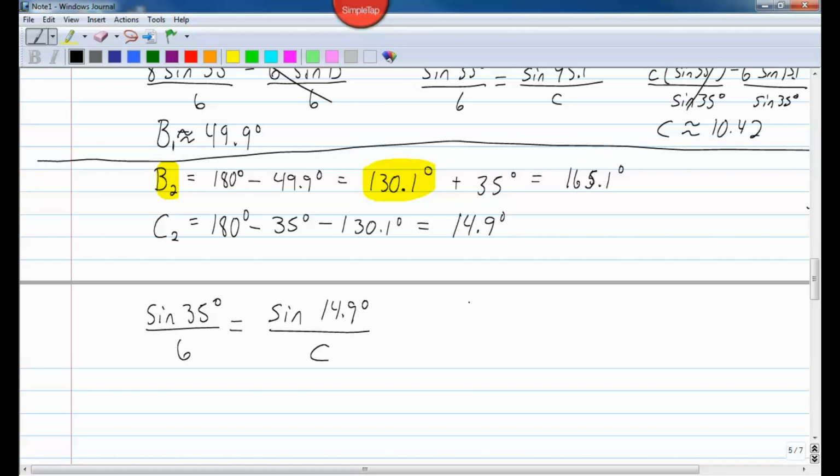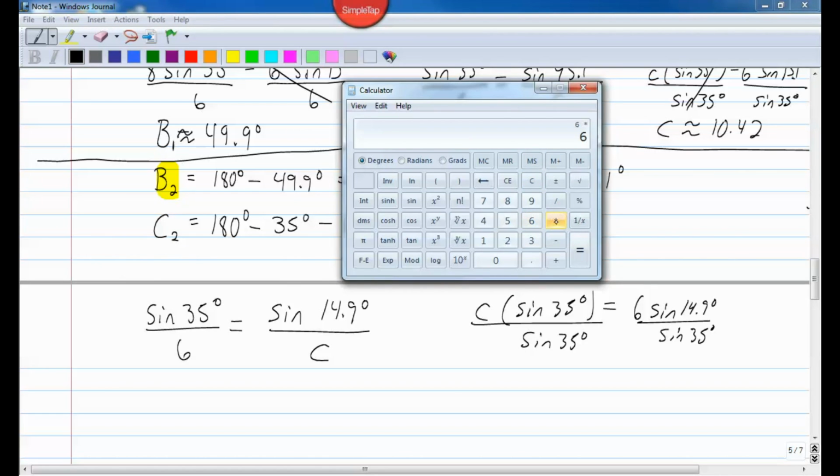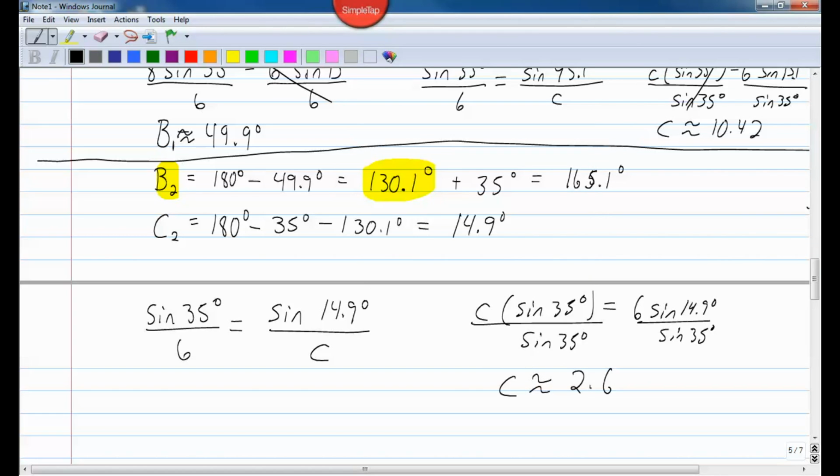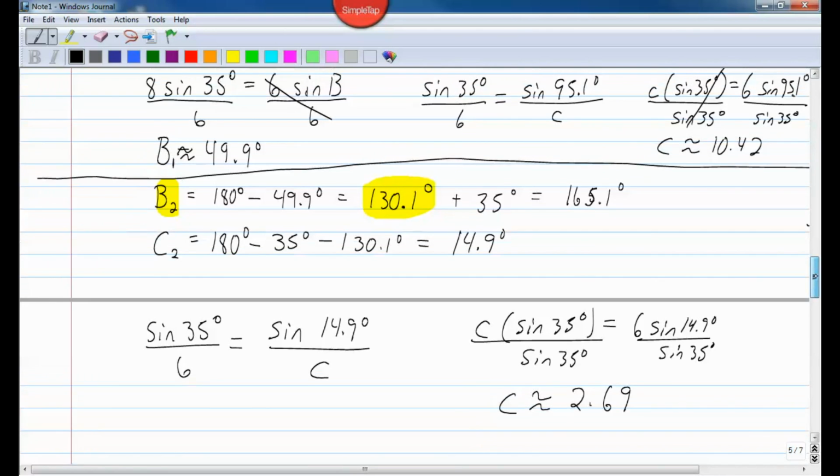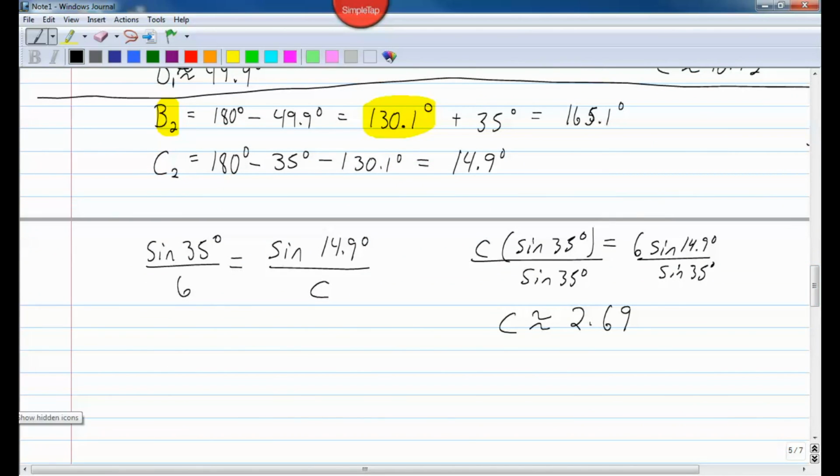That's side C. So cross multiply and divide. And let's see what we get. So 6 times the sine of 14.9 divided by the sine of 35 equals, alright, and I got that the second side C, if I round to two places, is 2.69. So side C is about 2.69. Alright, so I've solved for all of the sides in the second triangle.